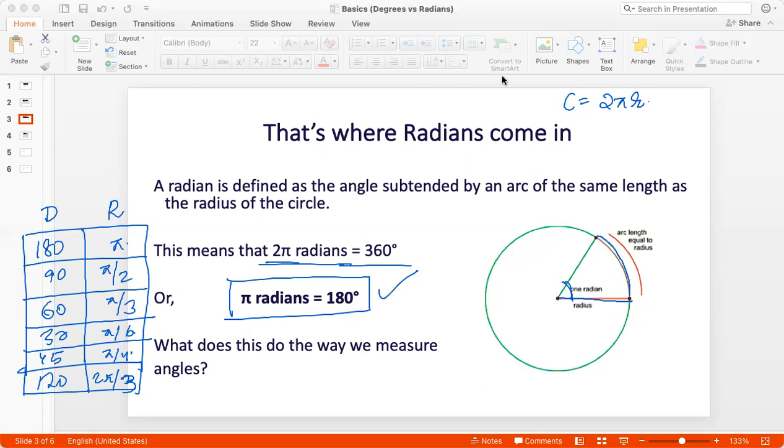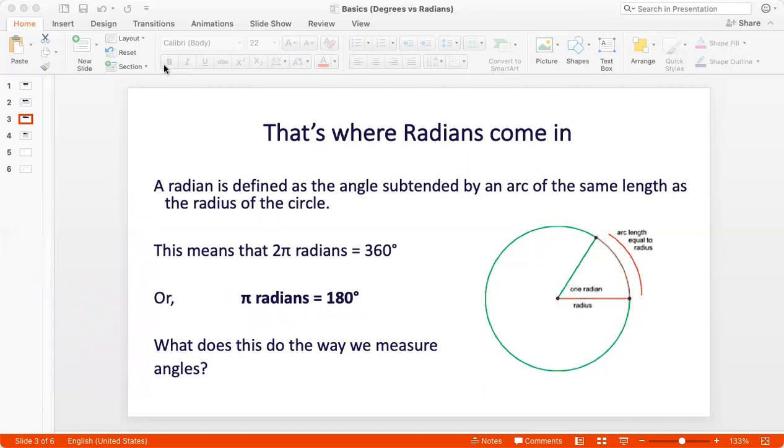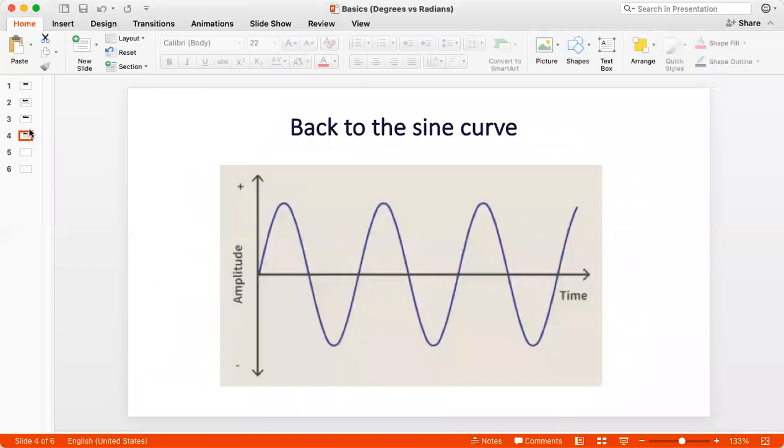Now we come back to why we needed this. If you look at the sine curve again, let's try and write this in terms of radians. So 0 is 0. At 90 degrees, which is pi by 2 radians, it's 1. At 180 degrees, which is pi radians, it's 0 again. At 3 pi by 2 radians, which is, rather, let me write it on top.